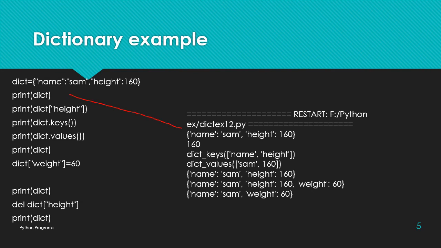And what is done next? You are printing dict of height. That is, there is some key with the name height, and I am printing its value. The value is 160. It is displayed in the next print statement.